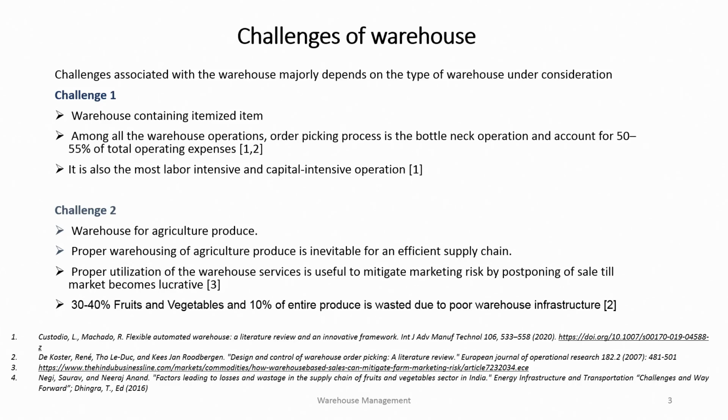The second challenge is warehouses for agriculture produce. That means if you are talking about a vegetable warehouse or agriculture products warehouse, when you say agriculture, it can also include production of grains, right, pulses and grains and all that. So, proper warehousing of agriculture produce is inevitable for an efficient supply chain.